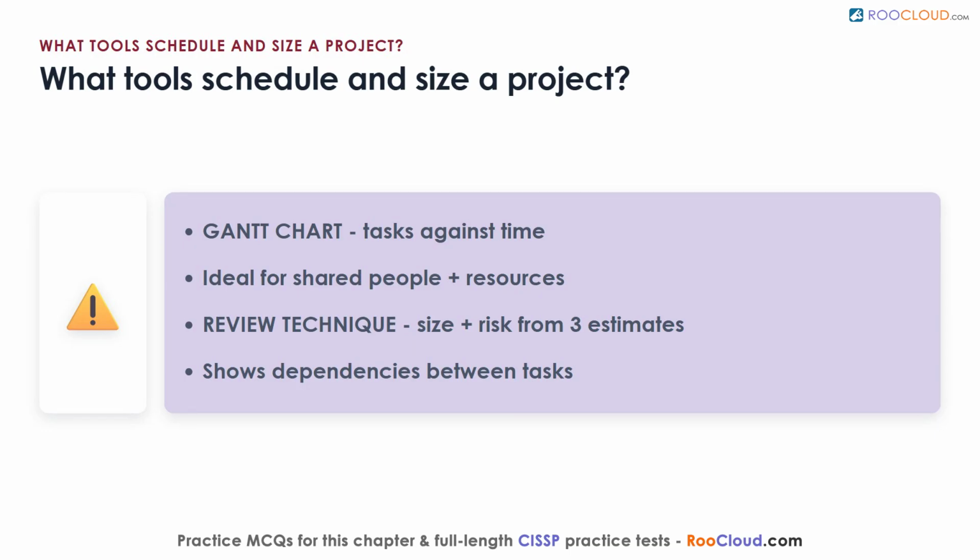The program evaluation review technique, by contrast, helps you judge the size of a software product and gauge risk by combining the smallest likely size, the most likely size, and the largest likely size of each piece, while laying bare the dependencies between tasks. Together, they let managers plan timing, track progress, and schedule around bottlenecks. Think of a Gantt chart as the calendar view and the review technique as the estimate that tells you how big each block on that calendar really is.